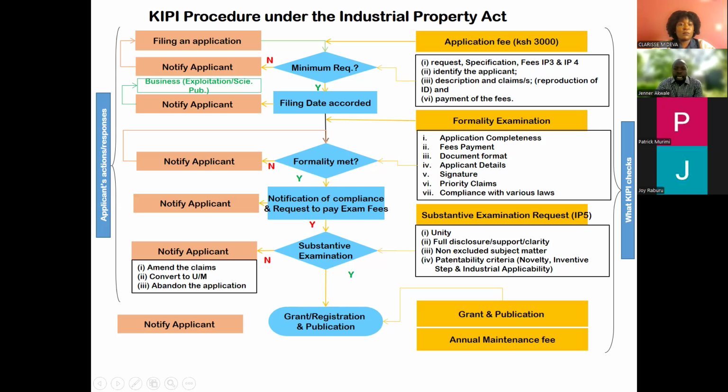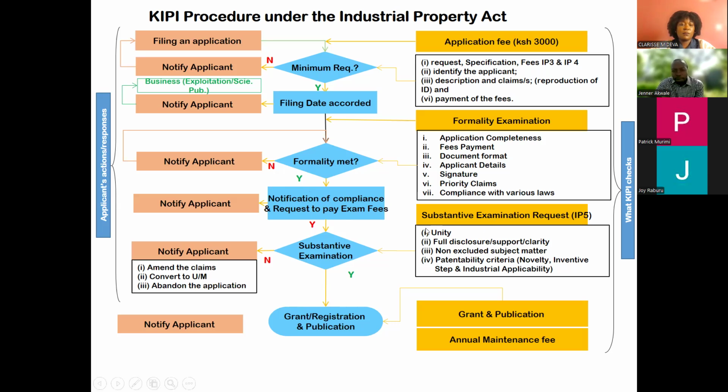And after that, of course, you will be notified to pay the substantive examination fee. Normally, it's about 5,000 for a patent for substantive examination. Then the substantive examination will be carried out. They'll be looking at unity of invention, that whatever you are describing is one particular invention. You're not describing two inventions in one. And of course, full disclosure. And then the non-excluded subject matter, which you have said, like methods of doing business, mathematical formulas, and all that. So they will be looking at that.